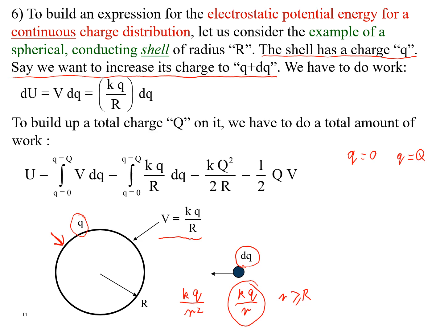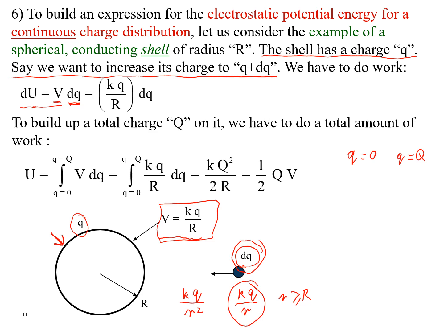How much work do we do, or how much electrostatic potential energy do we gain? The answer is that the increase in electrostatic potential energy, dU, is just given by the potential at the surface of this shell, and that expression we know. So we take the potential at the surface of the shell times the amount of charge dq that we have moved in from infinity.